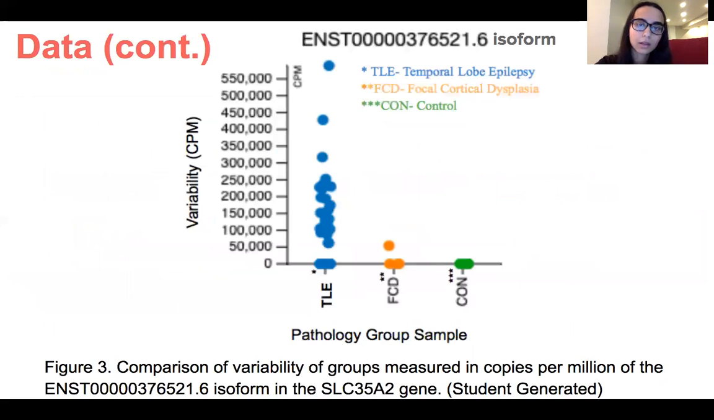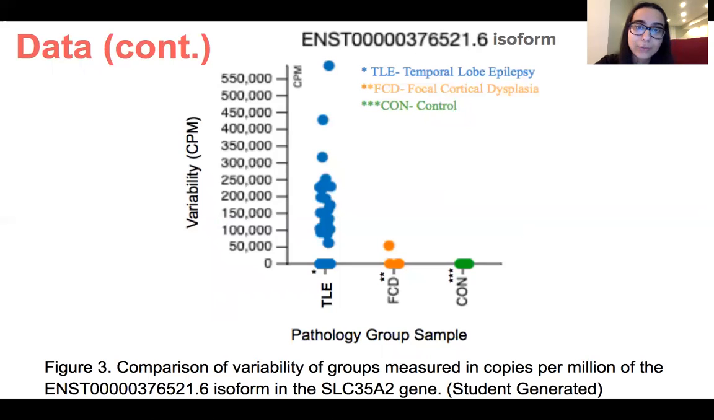Sorry about that. This graph shows the different groups of variability with the specific isoform ENST0000376521-6 isoform that is specific to the SLC35A2 mutation. And this is actually just 1 out of 18 of the isoforms associated with this gene.